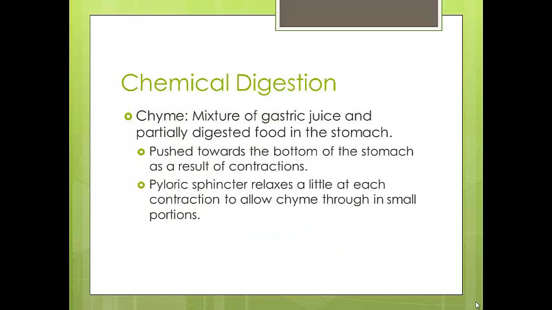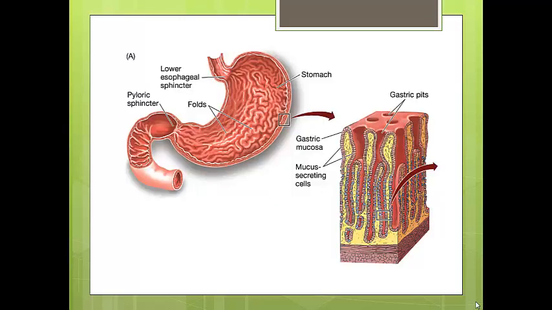Chyme is the mixture of gastric juice and partially digested food in the stomach. It's pushed to the bottom of the stomach to the pyloric sphincter with a series of contractions. At each contraction, the sphincter relaxes just a little to allow a little chyme through at a time to prevent the small intestine from being overwhelmed right after a meal. The stomach also acts as a buffer. Here you can see the gastric pits, literally holes in the side of the stomach that are lined with all these secretory cells.